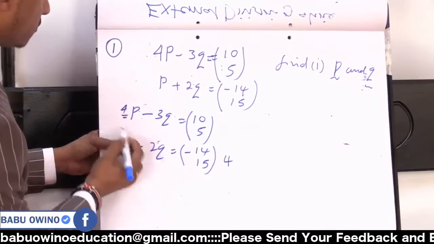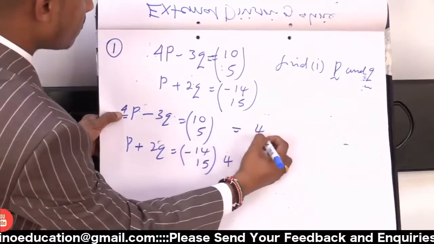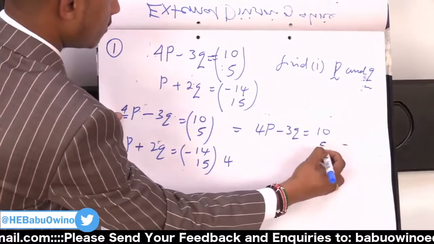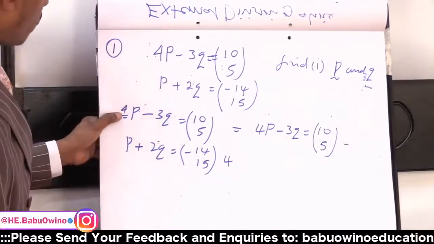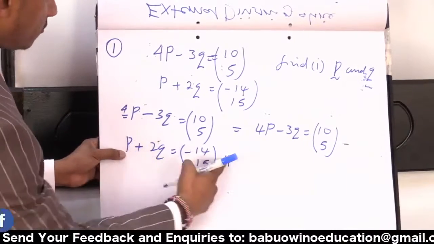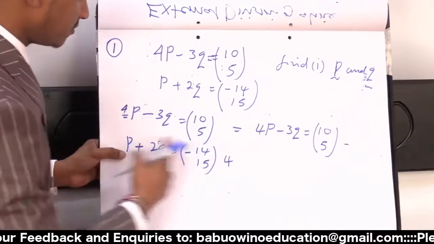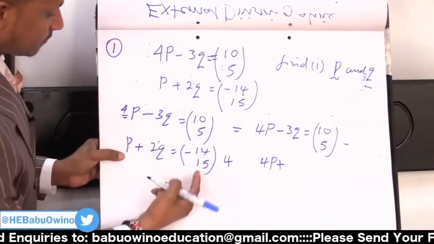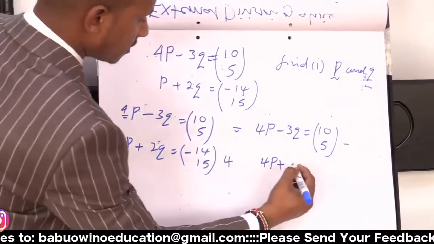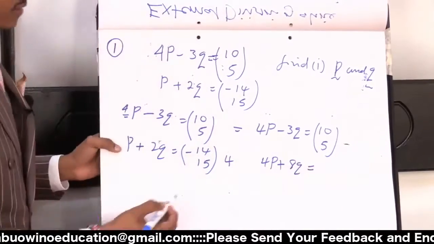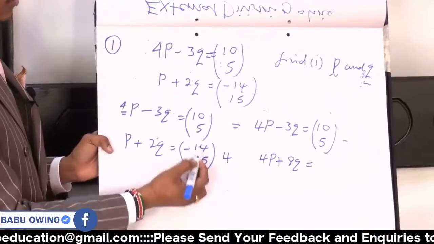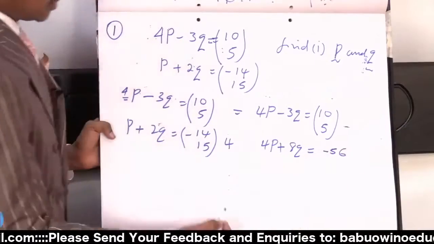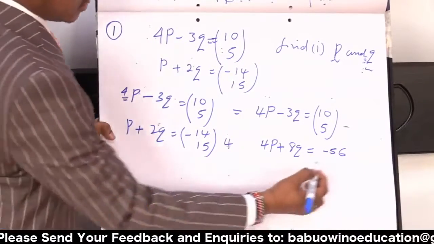We multiply the lower part by 4. So this is going to be 4P minus 3Q equals 10, 5. Whereas this is going to be 4P. You open this up, so this is going to be 4P plus 4 times 2Q is 8Q, equals, then 4 must multiply both these values. So 4 times this is minus 56. Then 4 times 15 is 60.